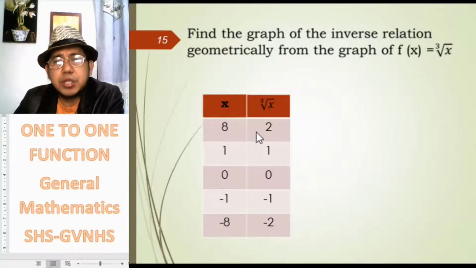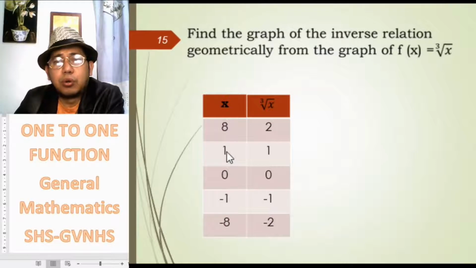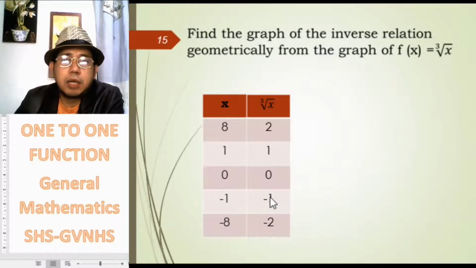Now you will notice that when my x is 8, I have to get the cube root of that x. It will give me a result of 2. At the same time, if I have a value for x which is 1, the cube root of 1 will give me 1. Follow the same pattern. So if I have x to be 0, my f of x will be 0. If I have negative 1, my f of x will be negative 1. If I have negative 8, the cube root of negative 8 is negative 2.